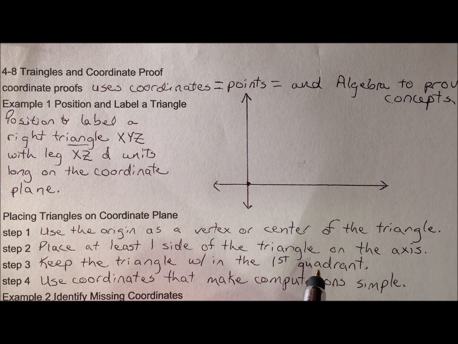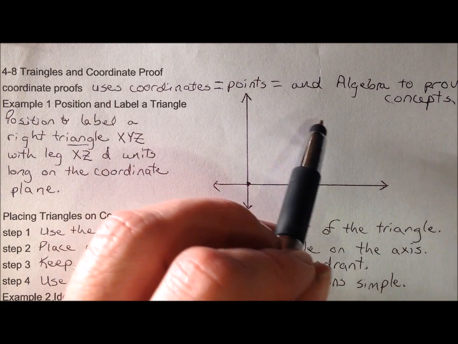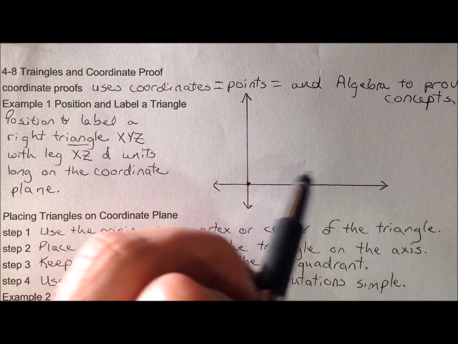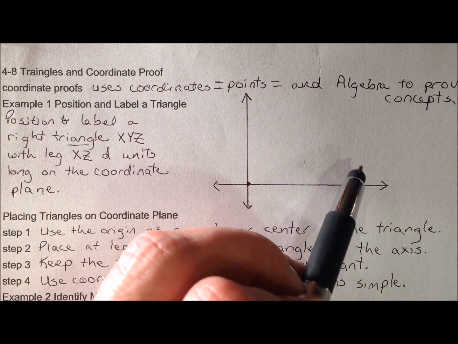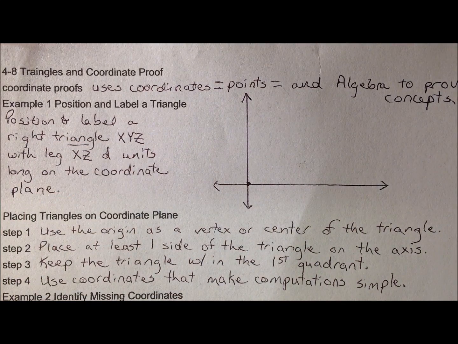Step 3, keep the triangle within the first quadrant. Now if you remember back to algebra, our coordinate plane is divided into 4 quadrants. This one right here, where both the x and the y coordinates are positive, is the first quadrant. So we want our triangle to be within this area, if at all possible. And step 4 is to use coordinates that make computations simple. So keeping it to using the origin of 0, 0 and having simple numbers will help you when you go to actually compute your answer.